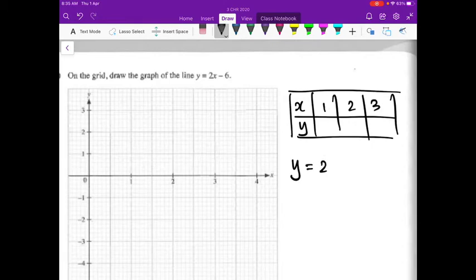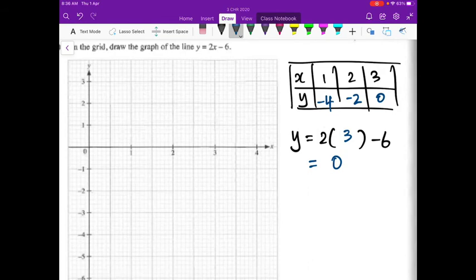y equals 2x minus 6. This is the formula. Let us start with the first x value of 1 that you chose by yourself. So 2 minus 6 is negative 4. Put in negative 4 over here. Then 2. So put in a 2. 2 times 2 is 4. 4 minus 6 is negative 2. Okay, finally, we are substituting in the value of 3. 2 times 3 is 6. 6 minus 6 is 0. Okay, 0. So now we can draw the line.